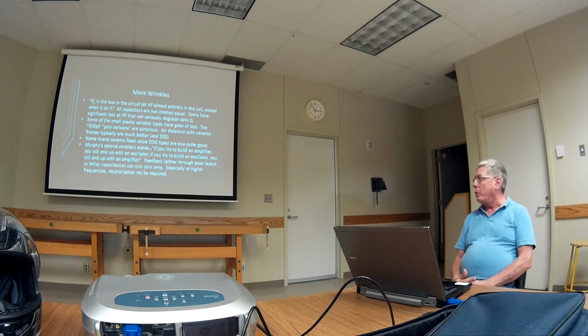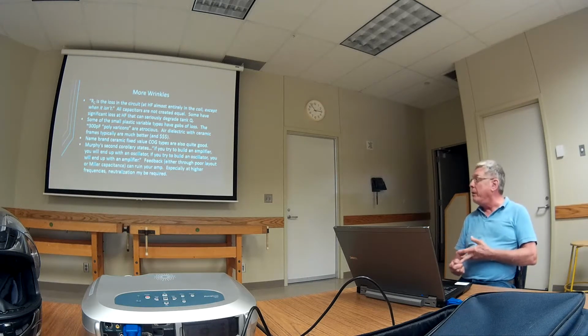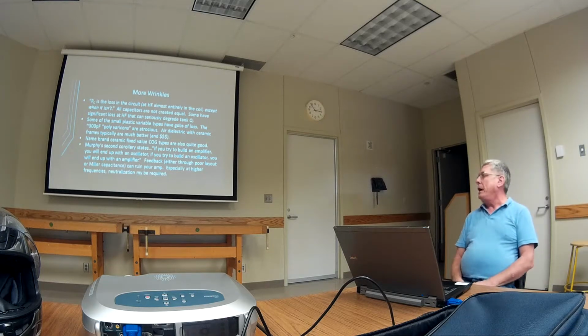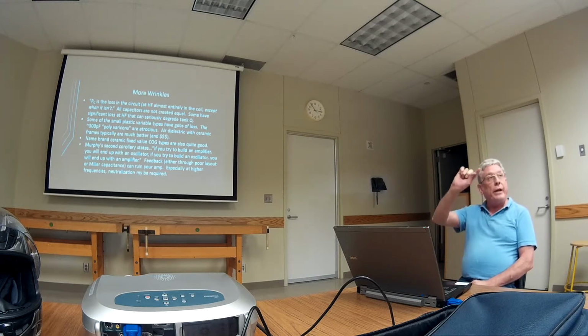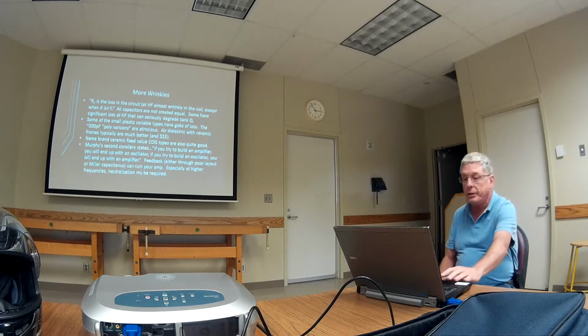Murphy's second corollary says if you try to build an amplifier, you're going to end up with an oscillator. And if you try to build an oscillator, you're going to end up with an amplifier. So feedback, either through poor layout or this internal capacitance, can ruin the amp. Especially at higher frequencies, you may have to start feeding some of the output back to the input in the right phase to cancel that feedback. It's called neutralization.